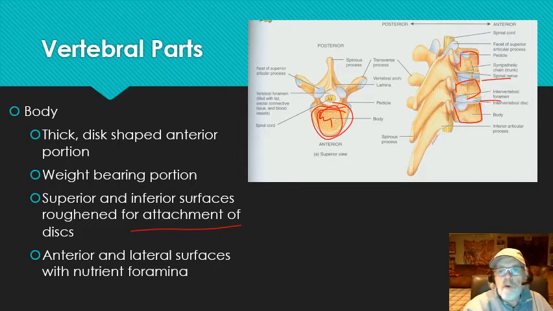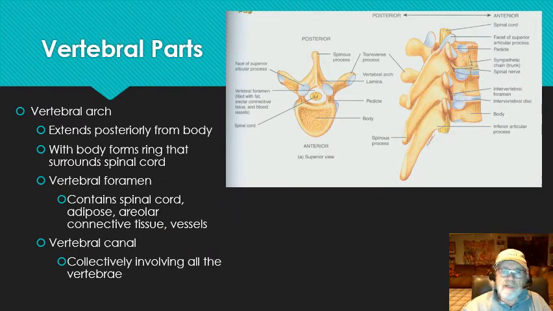There are also some holes on the outside anteriorly for nutrient foramen. What's a nutrient foramen? We talked about that before. That's where the artery goes into the bone to provide a blood supply, okay? I wouldn't worry about that too much, but that's the vertebral body.